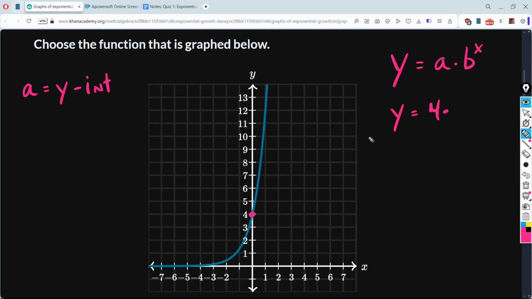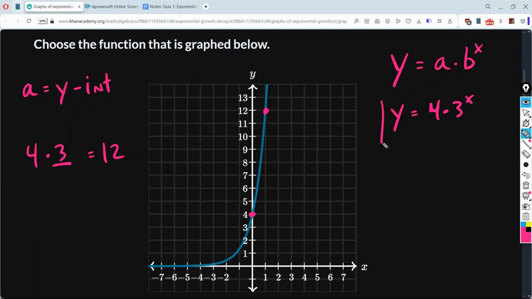And b is what you're multiplying by each time. Well, here it's 4, and then you go to x equals 1, and the point is about right there. So it went from 4 to 12. What did we multiply by? 4 times what is going to equal 12? Well, we know that 4 times 3 equals 12. So b is what you're multiplying by each time, and that is clearly 3.